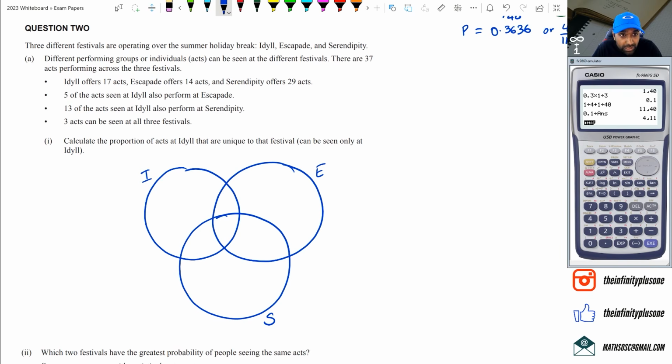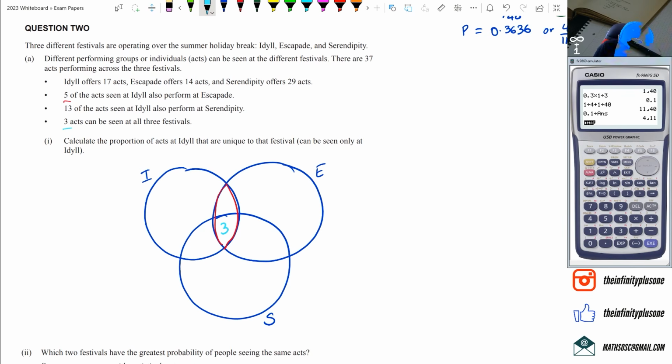I'm not going to do the 17, 14, 29, the first bullet point yet. But what I am going to do is do the first one, which is 5 of the acts perform at idle and escapade. So that's this part here, which is actually worth 5. 3 acts can be seen at all 3 festivals. I'm going to work this one first. So that's going to be 3 here.